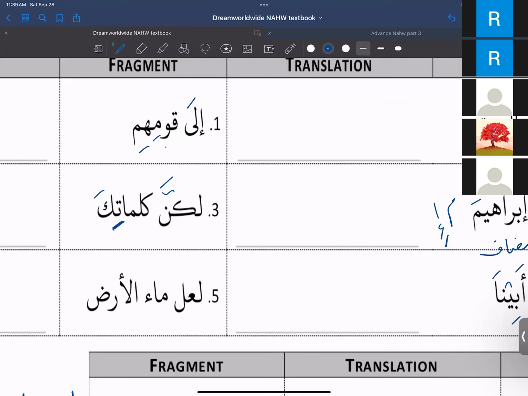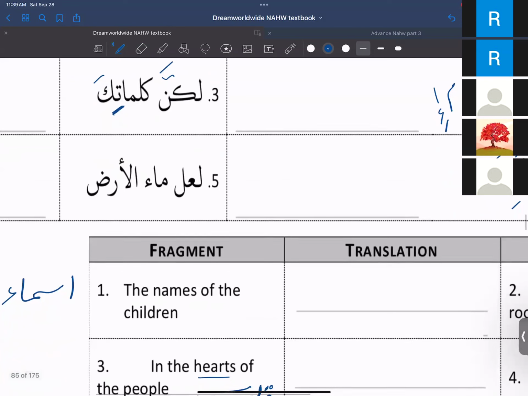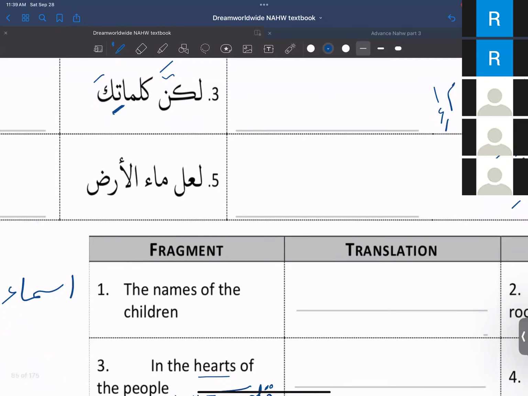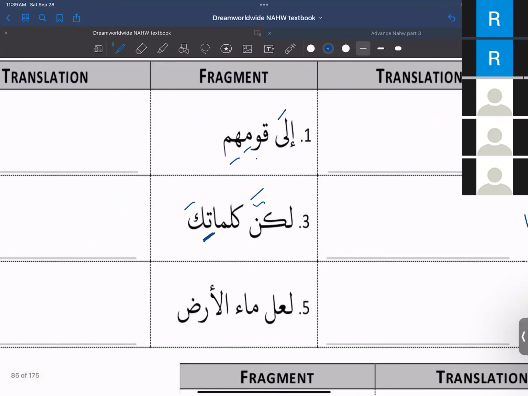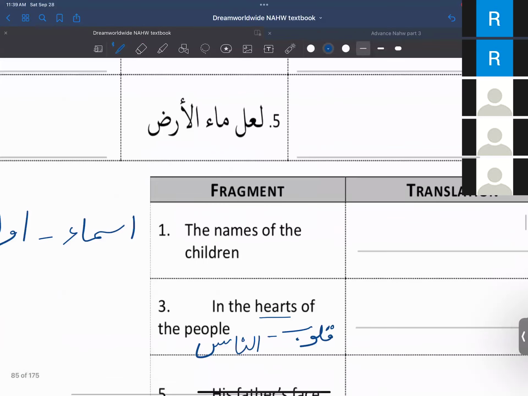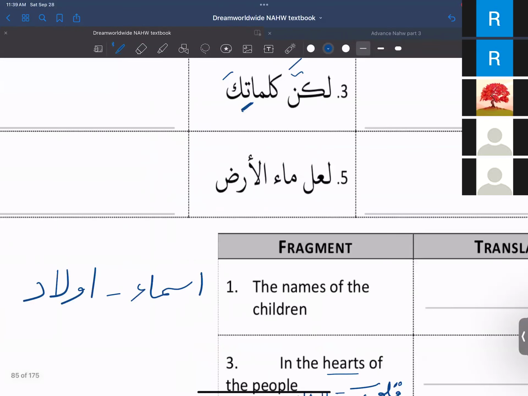Next one. What is the translation? Lakinna means however. Kalimatika, your words or your statements, whatever you want to say. However, your statements or your words. Next one. La'alla. Harfu nasab la'alla. Yes. And then?